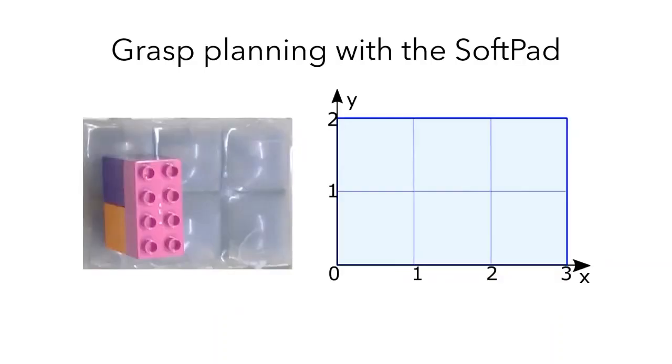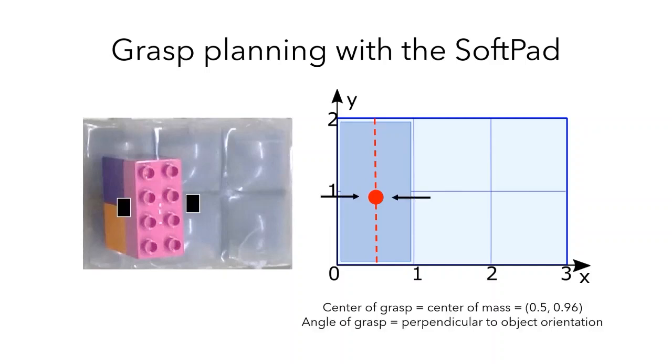So let's focus on the case that we saw in the video. First, the algorithm that does the grasp planning with the SoftPad must detect the modules that are touched by the object. Then the center of mass can be computed, and then the orientation of the object can be computed. After that, we can compute the angle of grasp and the center of grasp for a gripper. In this case, the center of grasp corresponds to the center of mass that is a bit towards the bottom of the SoftPad, and the angle of grasp is perpendicular to the object orientation.